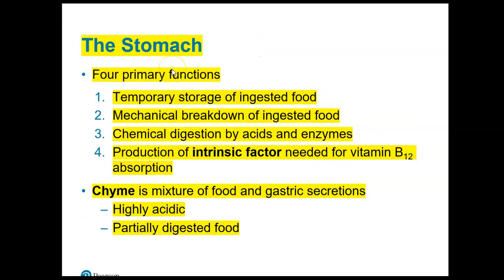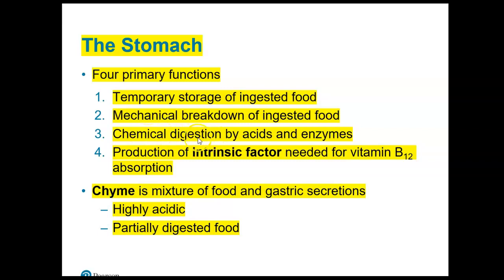Moving on, the stomach has 4 primary functions. One is the temporary storage of ingested food. 2 is the mechanical breakdown of ingested food by churning it. And then 3 is the chemical digestion by acids and enzymes of food, but the component of food that gets chemically digested by the stomach is primarily protein.